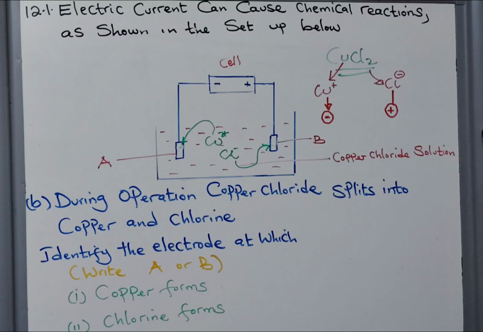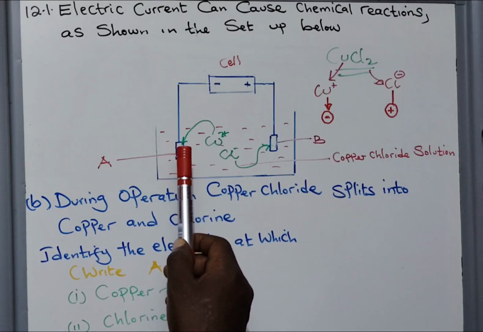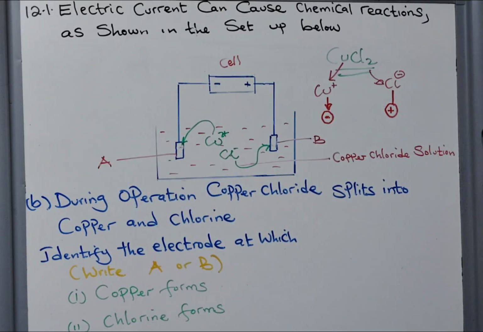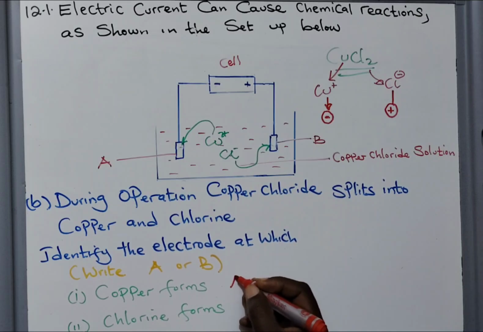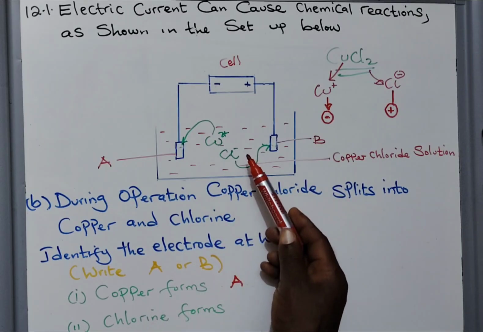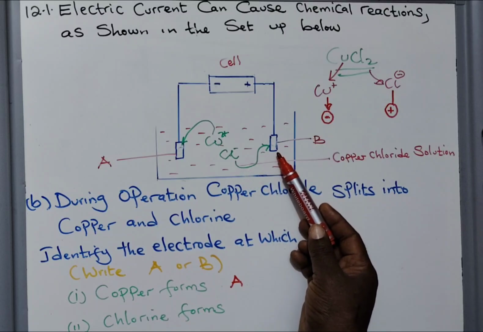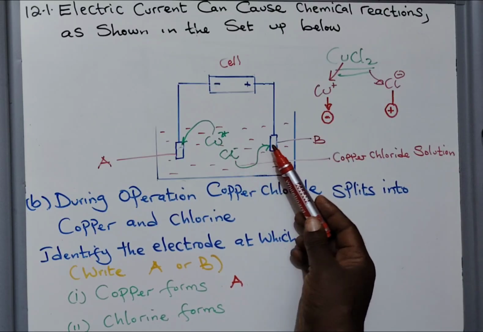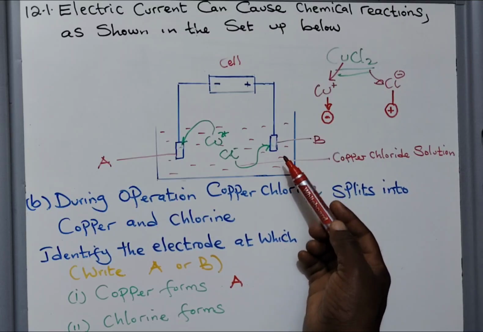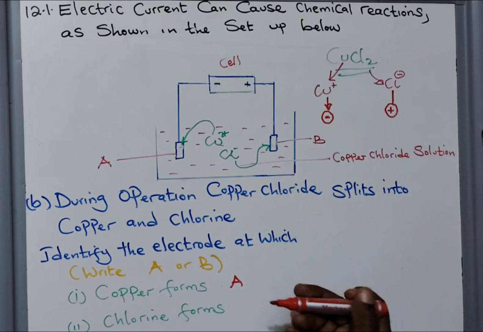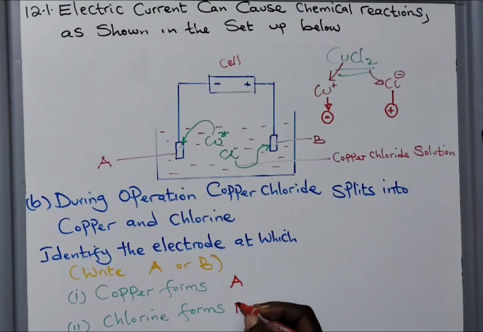So back to answering the question. Copper forms at which electrode? We see it's coming to A because A is negative. So the answer is A. Then we say, because chloride forms chlorine, if chloride goes to B, then chlorine will form at B. So the answer is B.